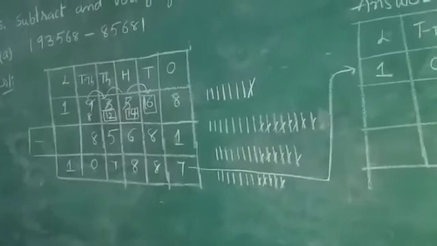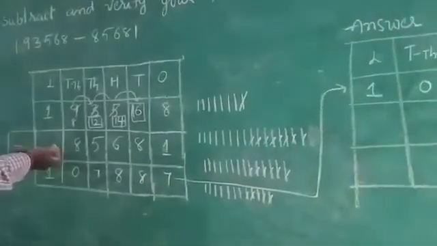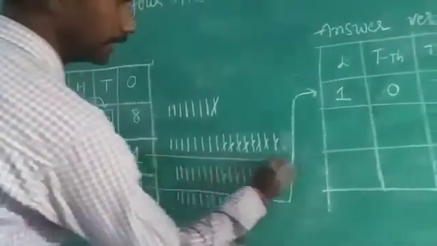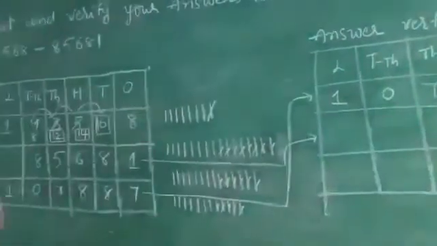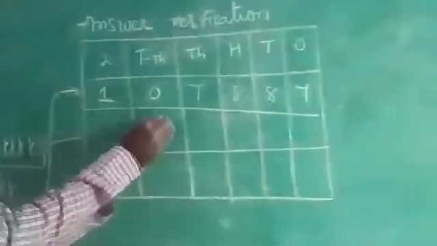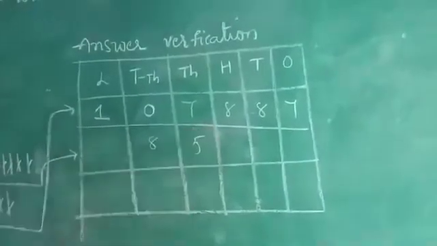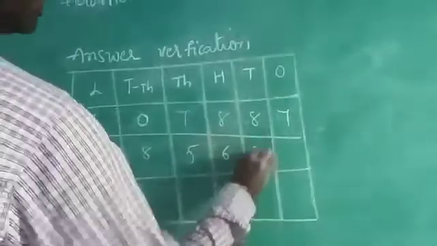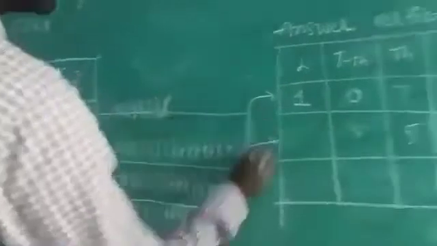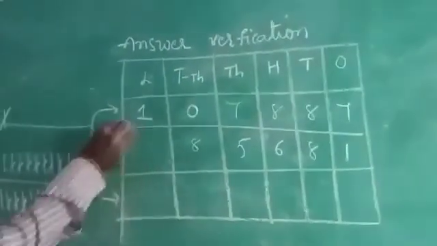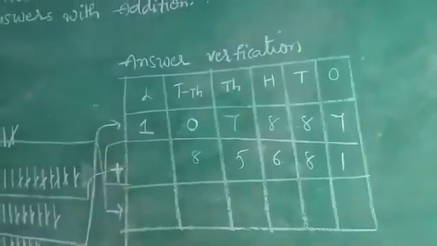Then what you have to do is this: the number you subtracted, you will write as it is in this place. So what will you write? 85,680. This is the answer you need to get, this one you should get here. Then only the answer is verified. What you are doing is addition.